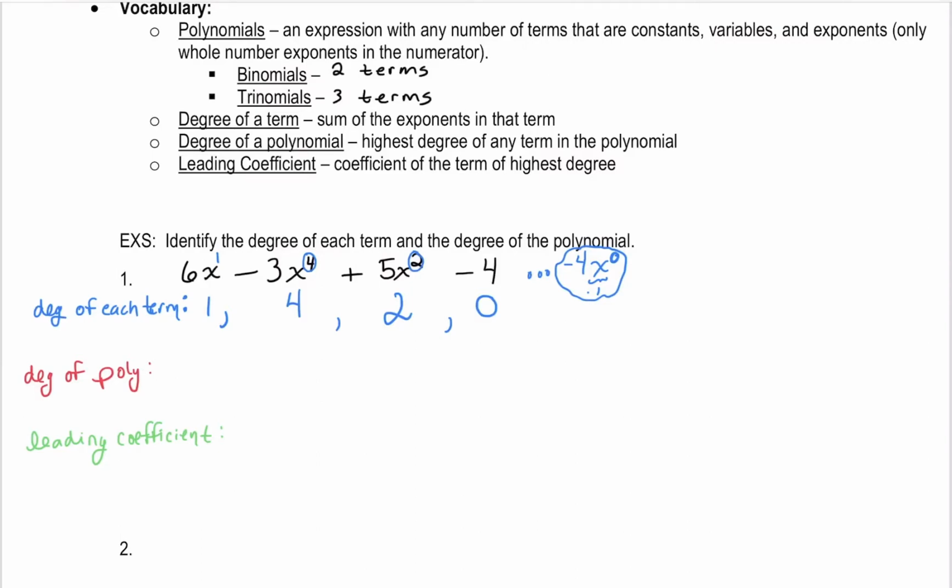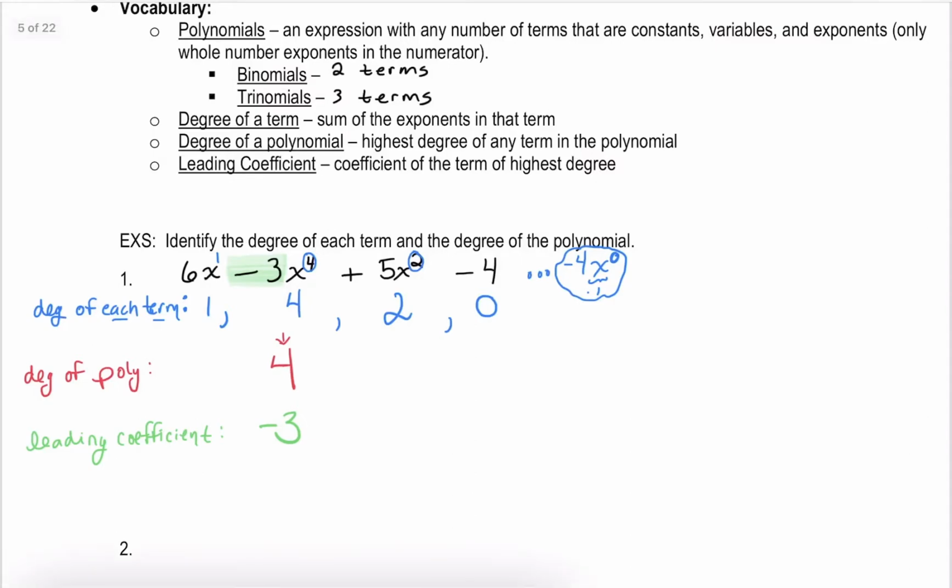So there's the degree of each individual term. That means the overall degree of the polynomial is going to be whatever the individual term of highest degree is. So the degree of the polynomial here would be 4. And then the leading coefficient is the number in front of that term of highest degree. We call it leading because a lot of times it'll be written first, so it'll kind of lead the polynomial. But I deliberately wrote it in a different order, so we're paying attention to that. So the leading coefficient here would be negative 3.